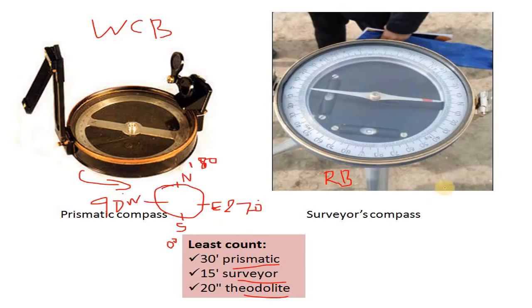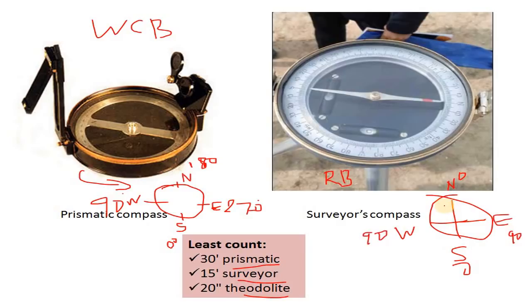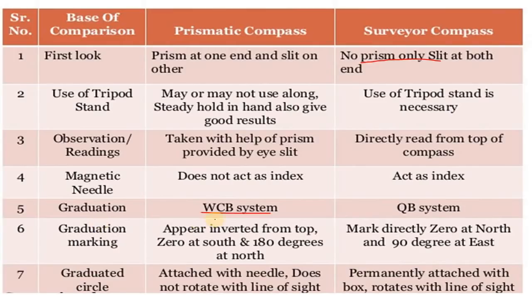Okay, the reduced bearing system is simple. North, south, 0 on both north and south, and 90 on west and east. Okay, remember this is the objective portion. You can remember this WCB system, graduation, and this is QB, quadrantal bearing, the reduced bearing system, and graduation marking. Remember, this is important.